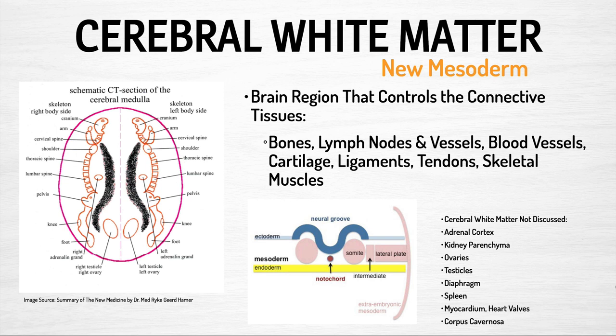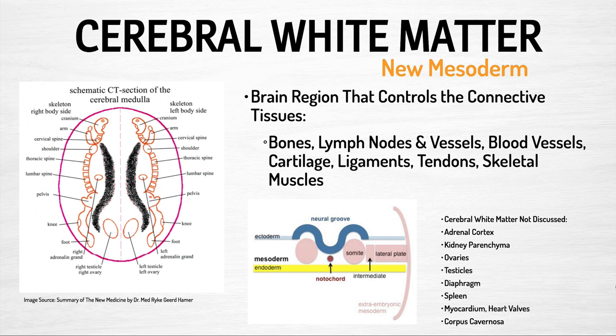And so what we'll be mostly talking about are the bones, lymph nodes and vessels, blood vessels, cartilage, ligaments, tendons, and skeletal muscle. You'll notice that there are other areas of the cerebral white matter that we're not going to be discussing today. This is a very detailed topic, as I'm sure you can tell. And so consider this an overview, not an exhaustive investigation on every aspect of the cerebral white matter or self-devaluation.